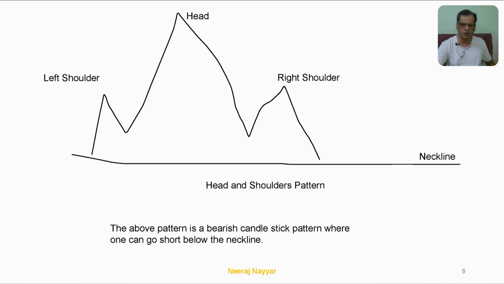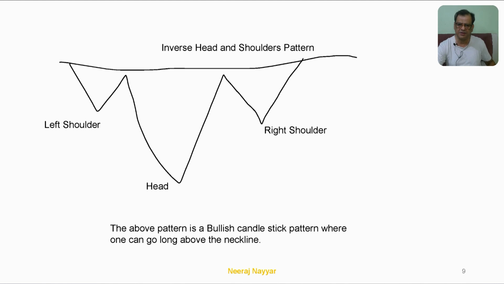You can place a short here, an intraday equity short, and the stop loss will be above the right shoulder. It will not be above the head like in double bottom or triple bottom. It will be slightly above the right shoulder. Please don't forget this. This is a very important distinction. And you can either take a trade as soon as the price breaks out, or wait for the breakout and a retest, and then it goes downwards. This is a bearish pattern where one can go short below the neckline.